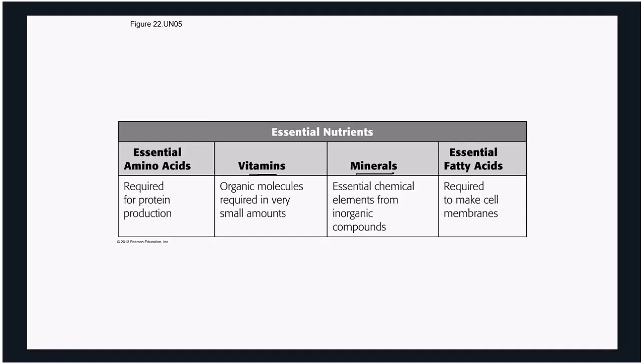Or another example is salt. So we need salt for proper water balance in our bodies, but we don't need too much. So with all of these things, there can always be too much of a good thing. I always think about energy drinks that have like 3,000% of our daily recommended intake of B12 and think, that's not always a good thing to have so much of in one thing. And then essential fatty acids are something else we need in our diet, so they're required to make cell membranes.